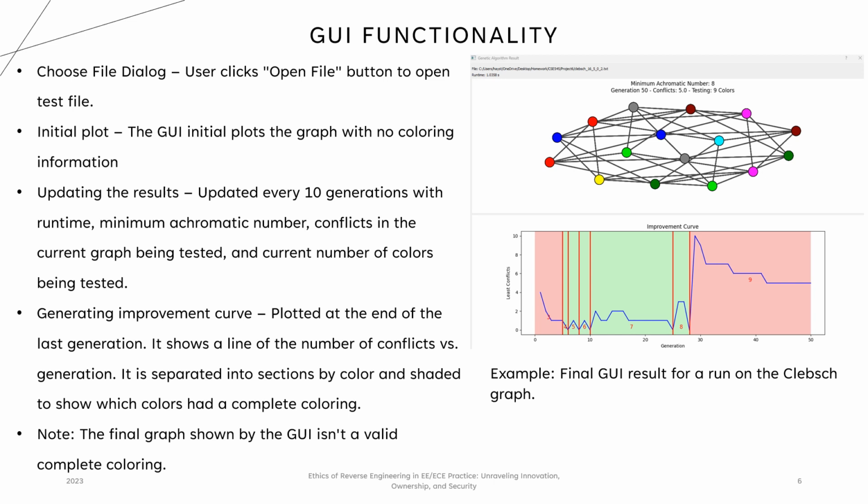As you can see, it is also separated by vertical lines, and the sections created by those lines indicate the number of colors being tested during those sections. The color of the sections themselves indicate whether a complete coloring was found for that section or not. Red indicates no complete coloring, green indicates that there was a complete coloring. Another note is that the final graph shown by the GUI will not be a valid complete coloring, and that's because the GUI is still searching for a complete coloring for that number of colors, so the final graph plotted won't be valid.